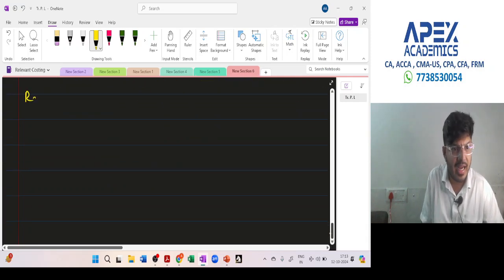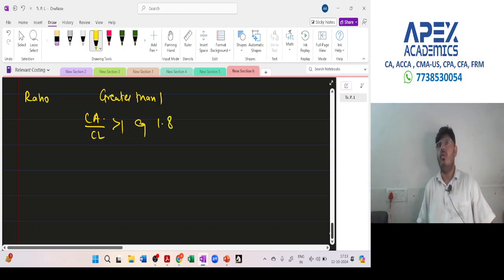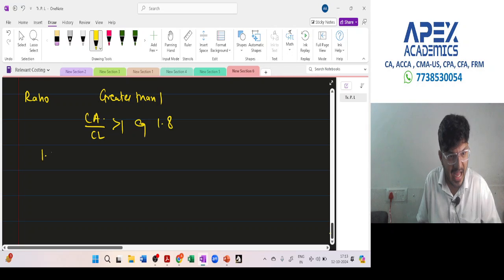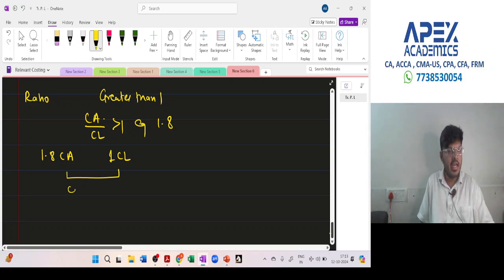So friends, if my ratio over here is greater than 1, I know that CA upon CL is greater than 1. Say for example, I take it as 1.8. It shows that I have 1.8 current assets and 1 current liabilities. Therefore, I can repay my current liabilities out of my current assets and maintain a balance of current assets.